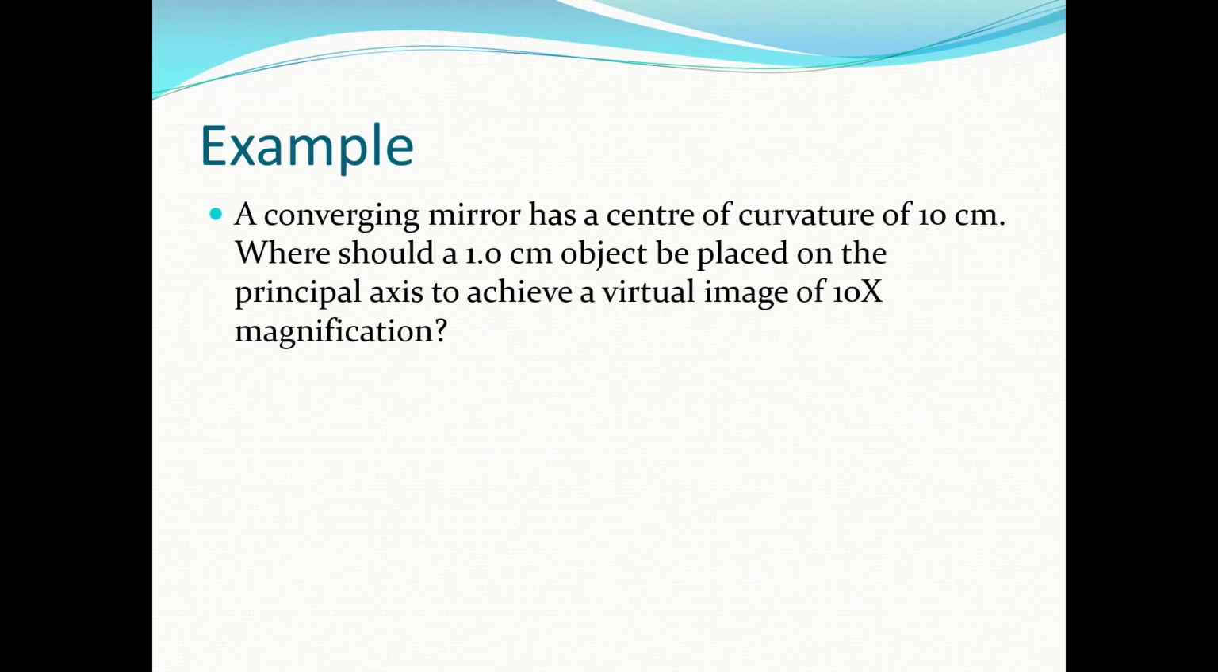No matter where you put it with a diverging mirror, we're always going to be smaller and erect. So our next question is, a converging mirror has a center of curvature of 10 centimeters. Where should a 1 centimeter object be placed on the principal axis to achieve a virtual image of 10 times magnification? Okay, let's do this one here.